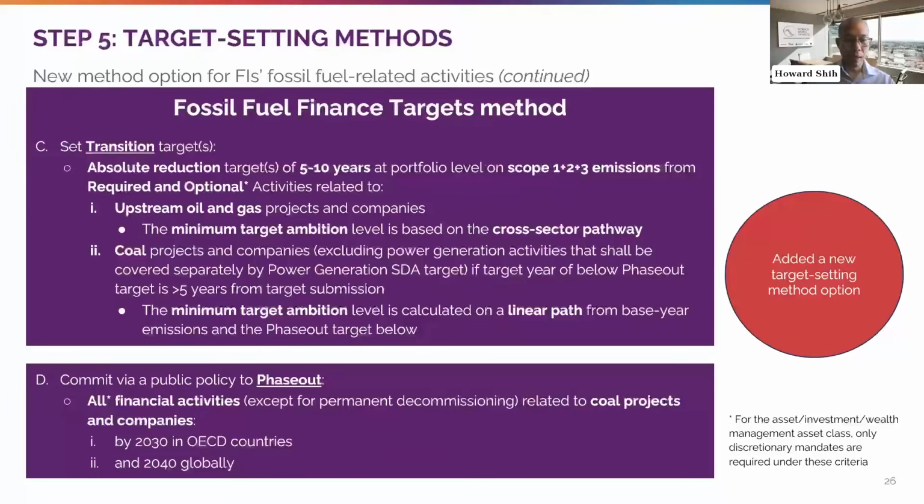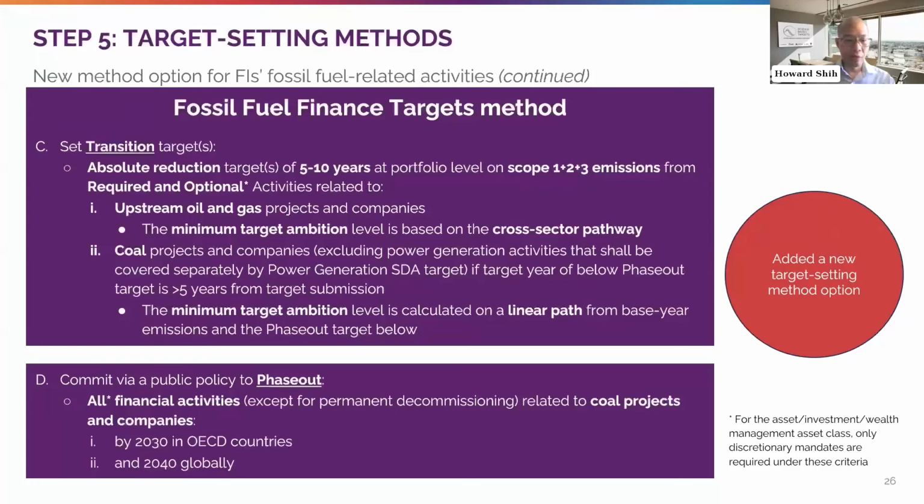Thanks, Nate. Then maybe we'll take one or two more questions. Point of detail, but does the coal value chain only cover thermal or also met coal? I can take that one. So the coal value chain must cover at least thermal coal, but of course we encourage FIs to go beyond the minimum requirements and also cover met coal.